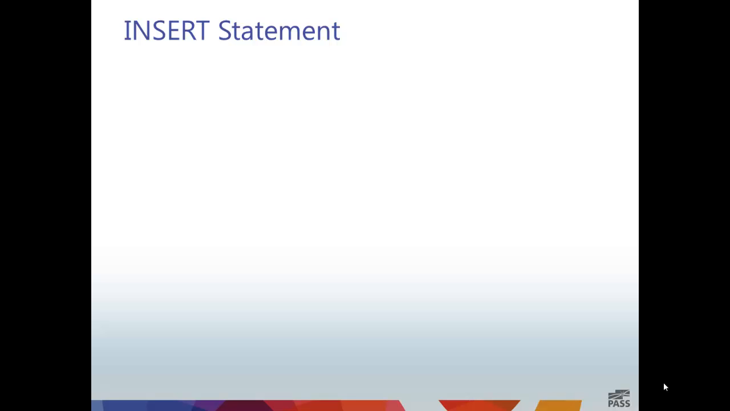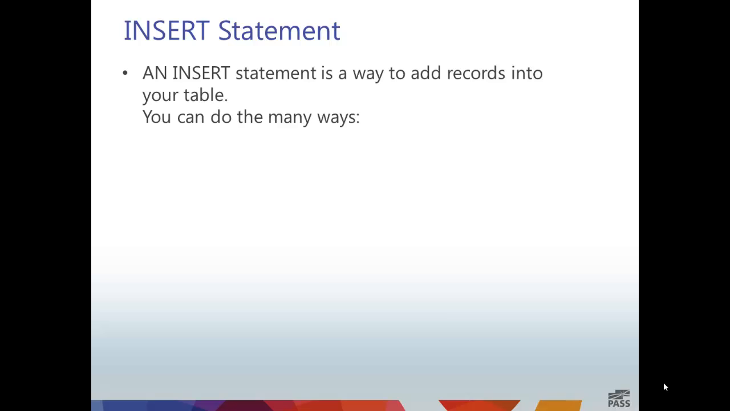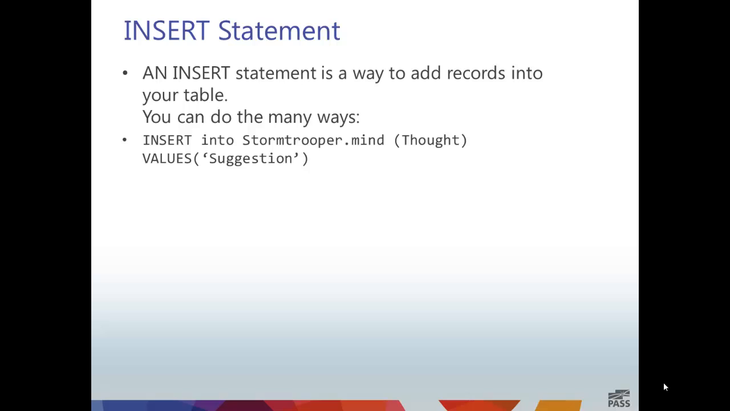So far we've spoken about selecting data, but of course it's impossible to select data without actually putting data into our tables and our databases first. Typically the way we would do this would be to run an insert statement. There are a couple of different ways you can do this, and the first one is the simple insert statement. I'm going to insert into stormtroopers.mind. Stormtroopers is my schema, and mind is my table. We're inserting into this thought attribute here, so in effect we're inserting a suggestion into a stormtrooper's mind.